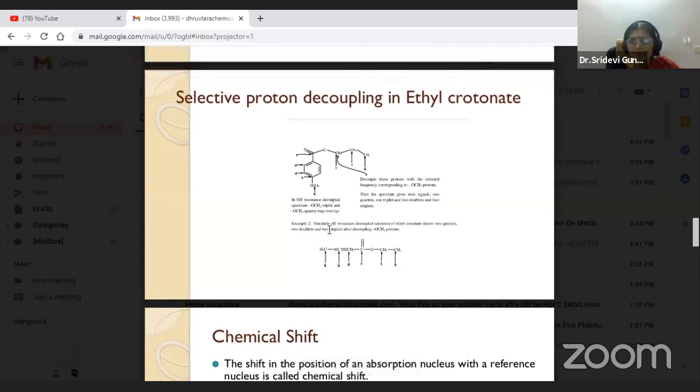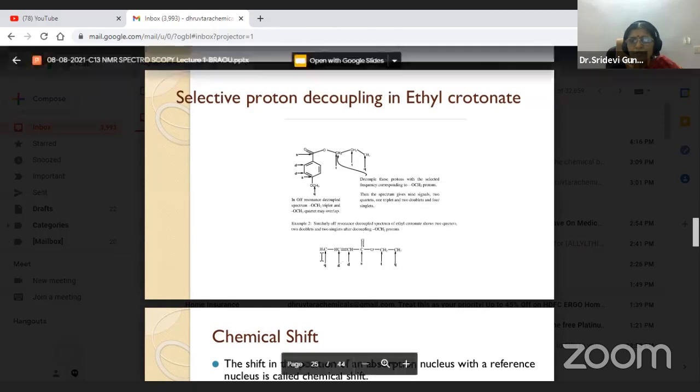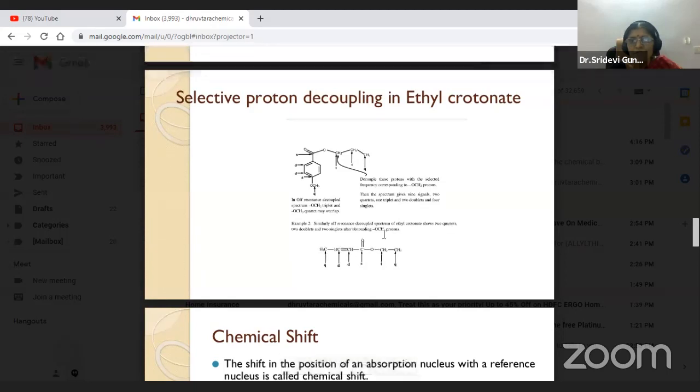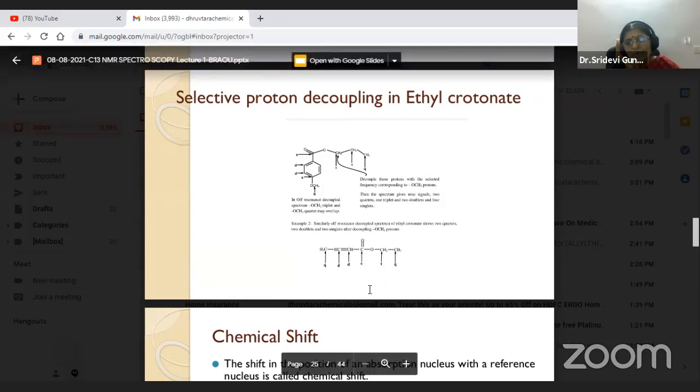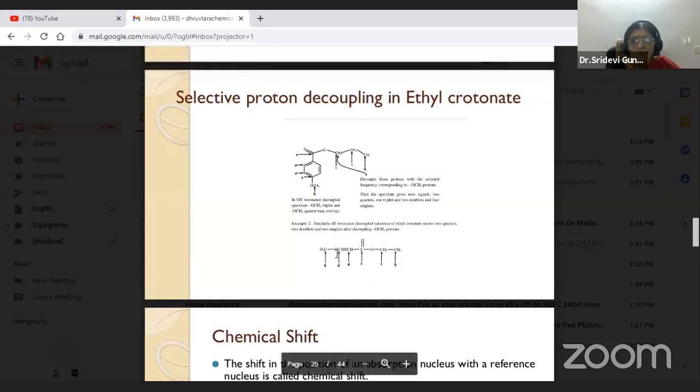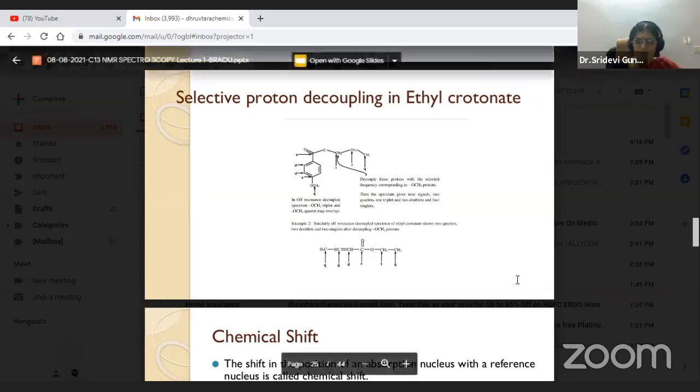Here also you see, the off-resonance decoupled spectrum of ethyl benzoate shows two quartets, two doublets and triplets. After decoupling the OCH2 protons, how will the spectrum look? This CH3 appears as a quartet, this CH3 appears as a quartet. We will get two doublets, two quartets, and two singlets. This also will become a singlet, this will be a singlet, this will be a singlet.